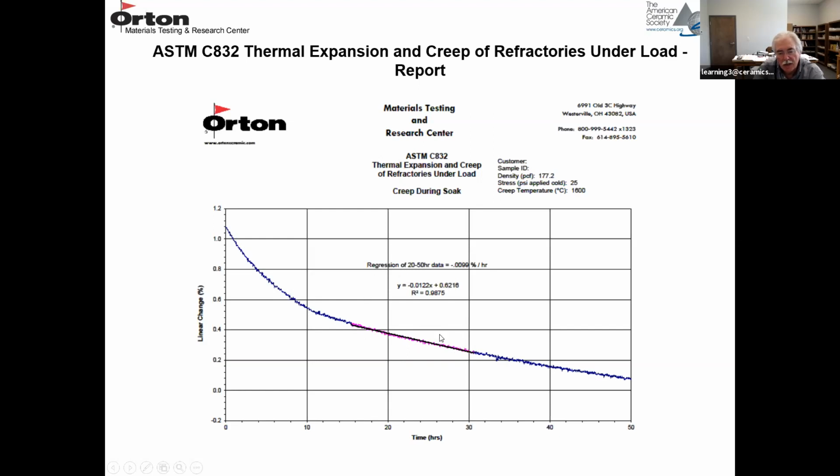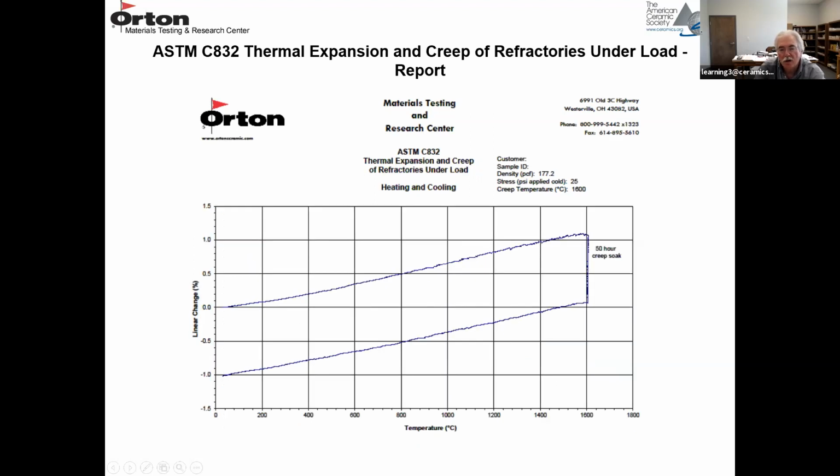So we do a regression analysis on these data points, and we get an equation. This is the regression equation. It tells us that the creep rate is minus 0.0099% per hour. And then if you also record the cool down, so this is the heating cycle. And now we just have temperature here. So this is the deformation during creep. It's roughly 1%. And then the cool down. So the creep that took place here, these are linear. You have about 1% over here.